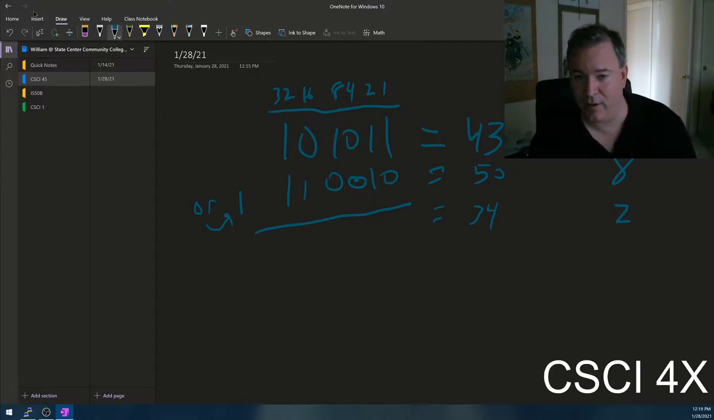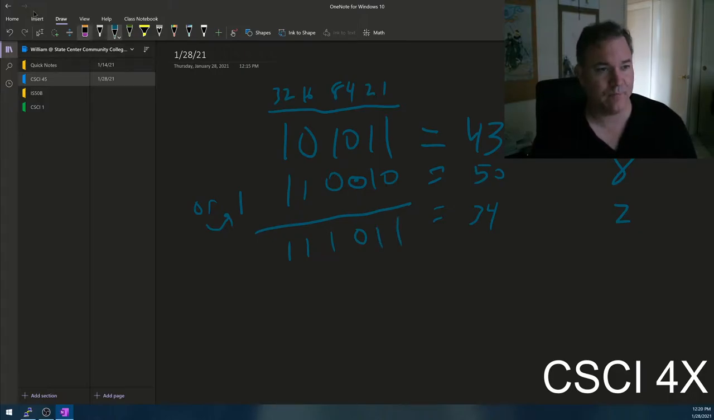Okay, so let's do a bitwise OR. You go through each pair of bits, and if either of them is true, the answer is true. So true ORed with true is true. False ORed with true is true. True ORed with false is true. False ORed with false is false. True ORed with true is true. True ORed with false is true.